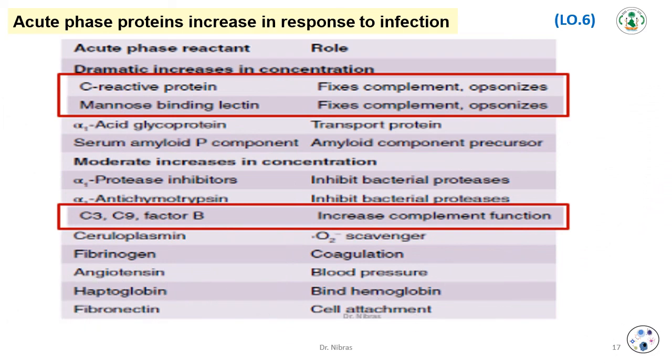Here, acute phase proteins increase in response to infection, like C-reactive protein, mannose-binding lectin, fixed complement, opsonins, and C3, C9, factor B, increasing complement function in that case.